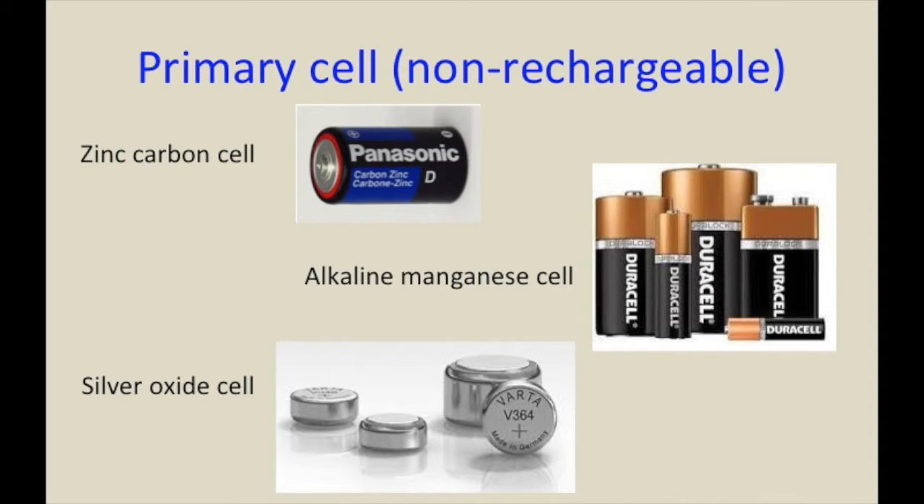Now I hope everyone pays attention, because the zinc carbon cell is the most important cell we are going to discuss in this section. So you can see that it contains zinc and carbon. The second one is called alkaline manganese cell. And the third one is called silver oxide cell. The detail we will discuss in the next section, so don't worry.